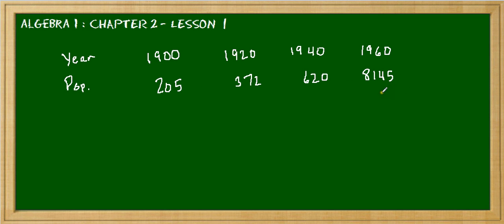Now, the first question is, what can you conclude from this table? Well, I know that's a very general question, and I think the only answer we come up with is that time is moving forward, right? And we know that, so that's probably not the answer. But we're seeing that the population is increasing. It went from 205 to 372 to 620 up to 8,145. So the answer to the first problem is fairly simple. What we observe here is that it's increasing.